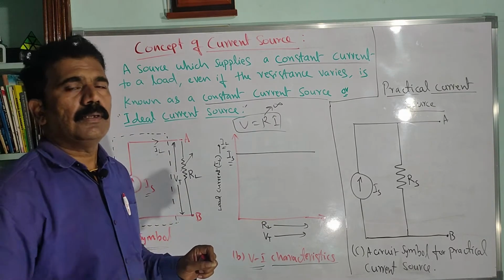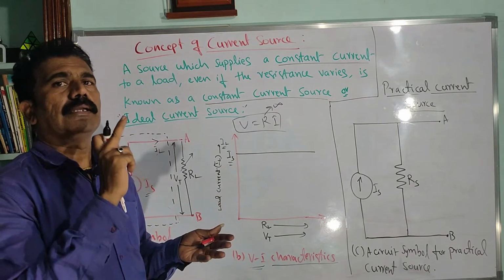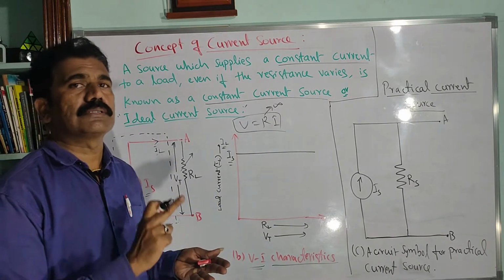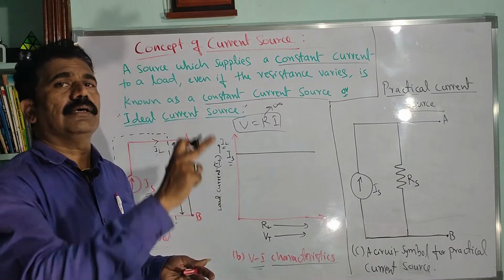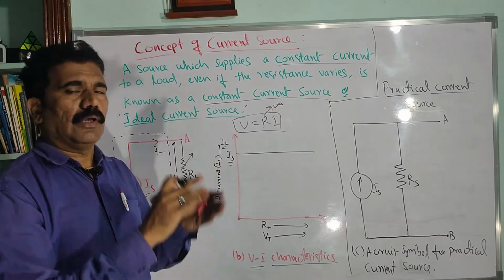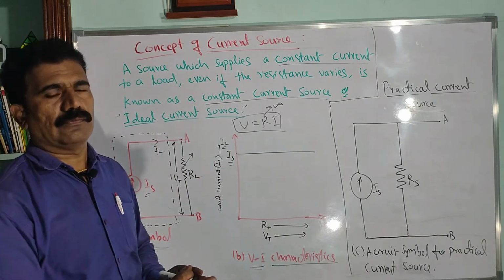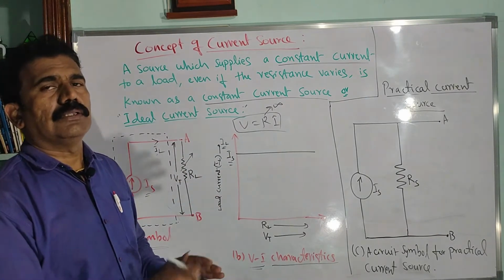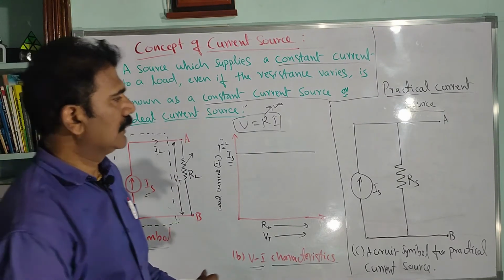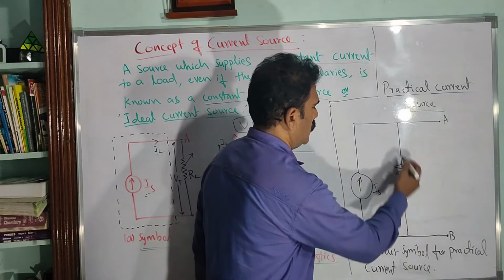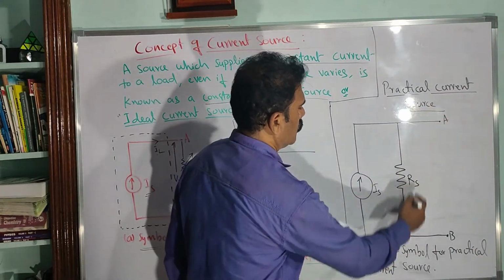To complete the path for the flow of current, there should be a source and there should be an internal resistance. But how should it be connected? It should not be connected in series as we did in the voltage sources. It should be connected in parallel with the current source. Then we can assume that there will be a complete loop for the flow of current internally in the source. Now we look at the diagram. In case of the practical current source, this is the loop for the flow of current.